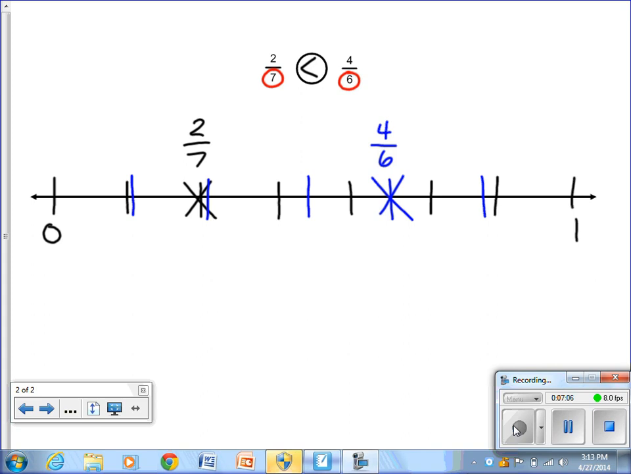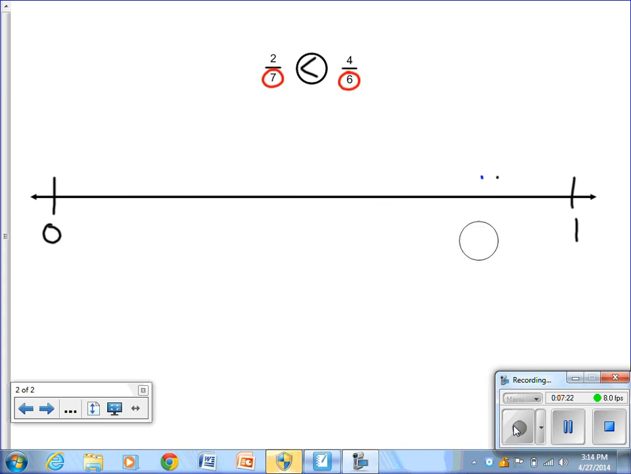Okay, now remember, if all these little extra tick marks bother you, I said you could erase those, so that when you're done, all you have left is the two that you're comparing. Now, let's try another one, and we'll try another one by erasing this time. Okay, so let's say we're going to compare, I'm going to cross these out, 1/3 and 2/5.